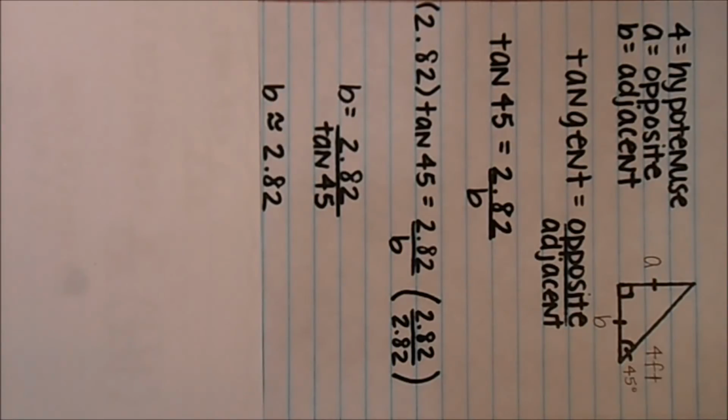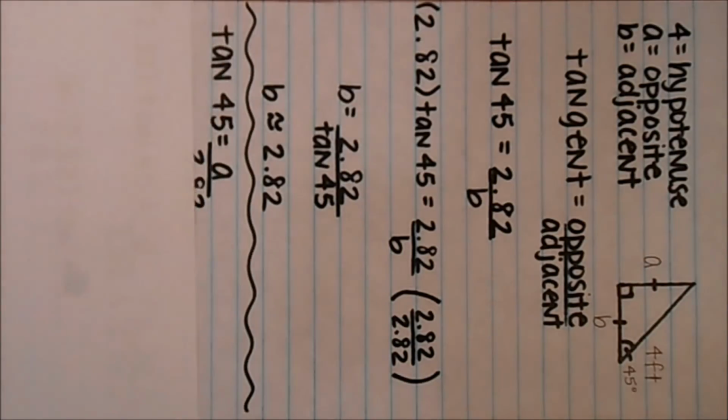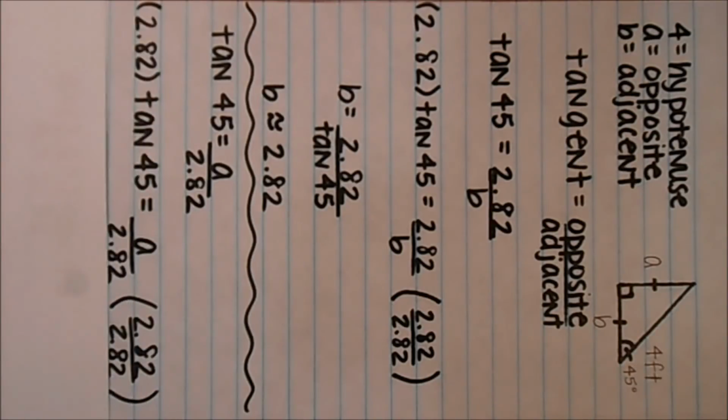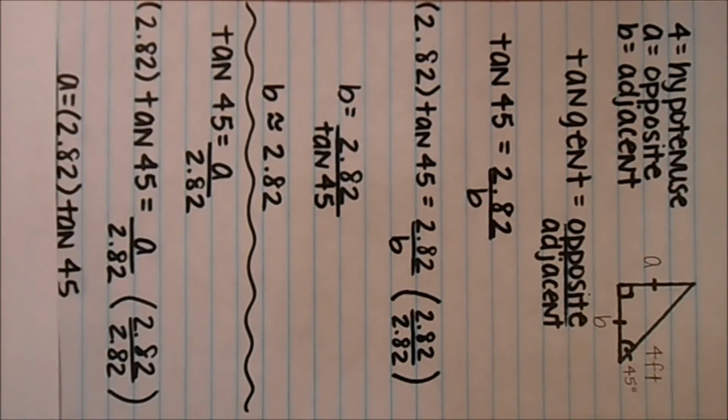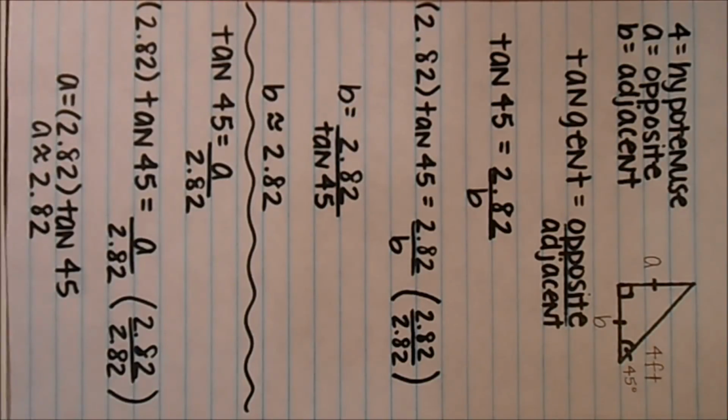Now to find A, we will follow the same steps, only replacing B with 2.82 and leaving A as the top, because it's the opposite leg to the angle. Now we will find tangent of 45 equals A over 2.82. Then we will multiply by 2.82 to get A by itself, resulting with A equals 2.82 times tangent of 45, finding that A is about 2.82.